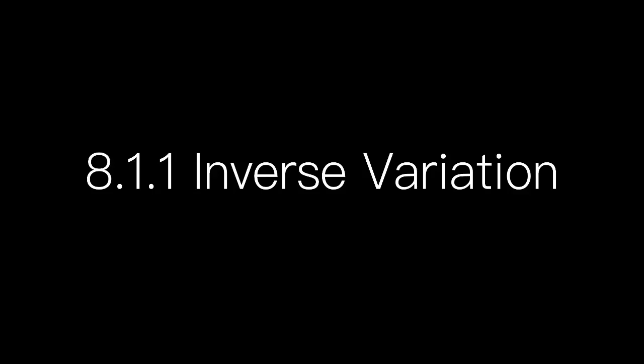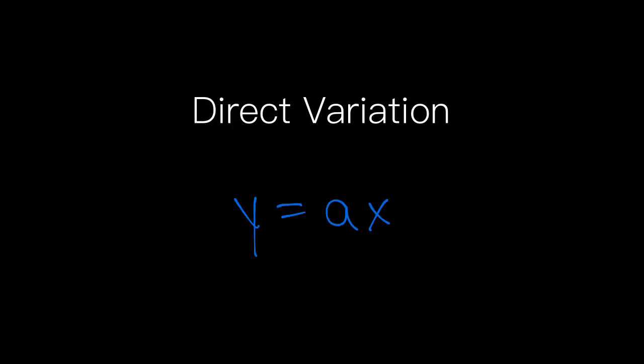In section 1 of chapter 8, we're going to be talking about something called inverse variation, which is going to end up getting us into a whole new mess of things this chapter. You may remember from first semester, a handful of chapters ago, we talked about something called direct variation.